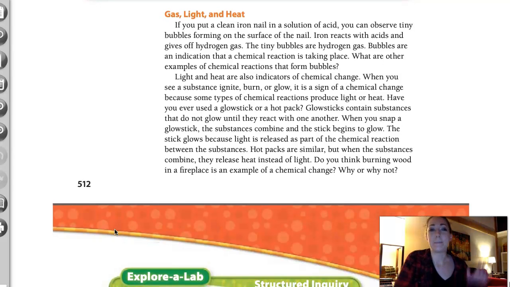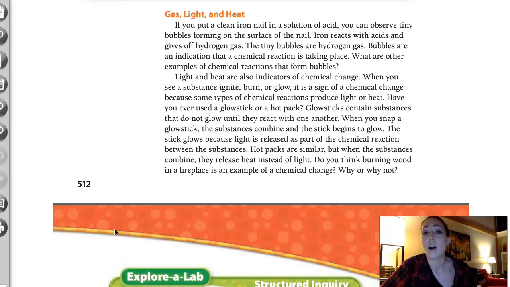Gas, light, and heat. If you put a clean iron nail in a solution of acid, you can observe tiny bubbles forming on the surface of the nail. Iron reacts with acids and gives off hydrogen gas. The tiny bubbles are hydrogen gas. Bubbles are an indication that a chemical reaction is taking place. What are other examples of chemical reactions that form bubbles?